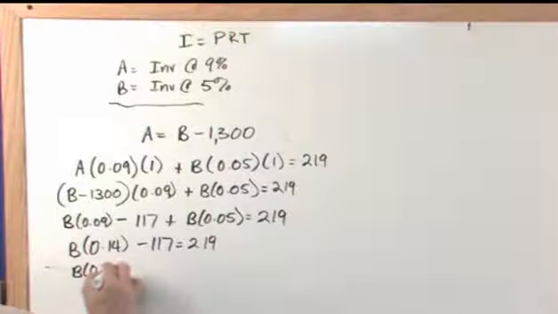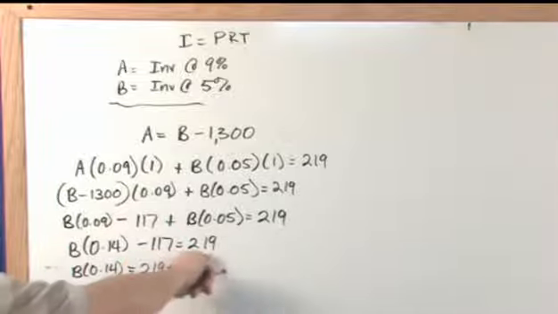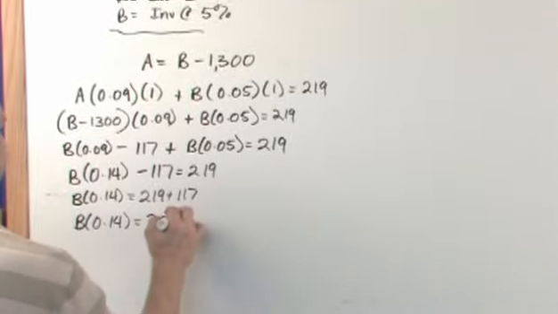B times 0.14 is equal to 219 plus 117. I'm going to add the 117. It's going to cancel with this, and it's going to add on to the right-hand side. So finally I'm going to have B times 0.14 is equal to 219 plus 117, which is 336.